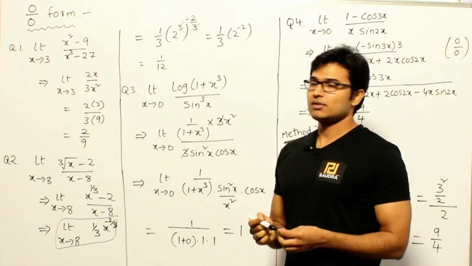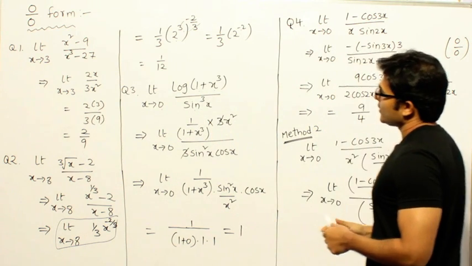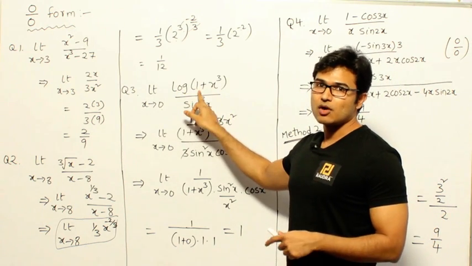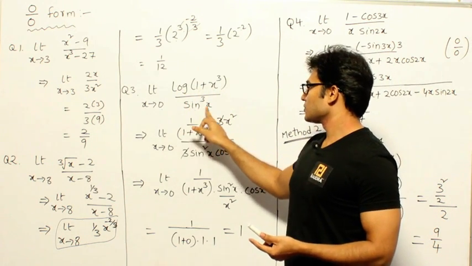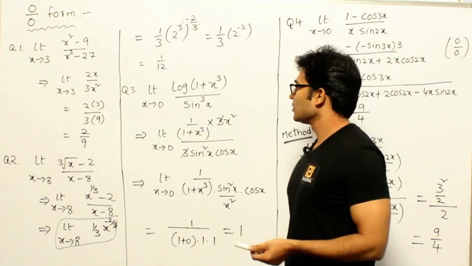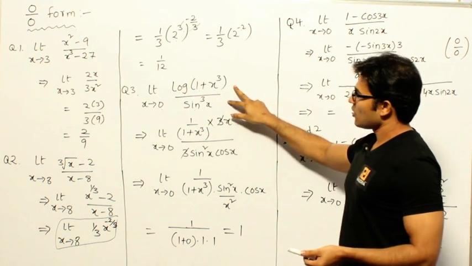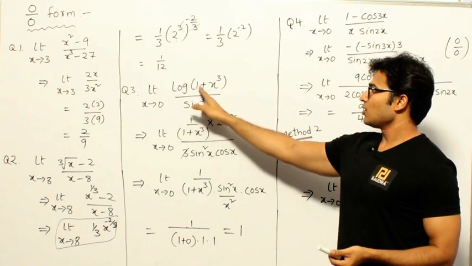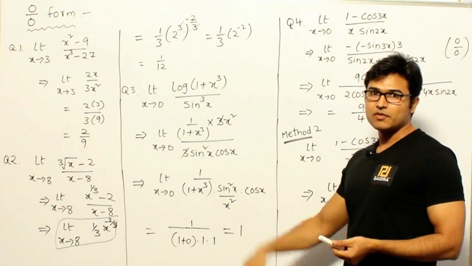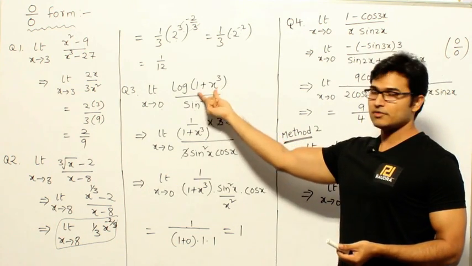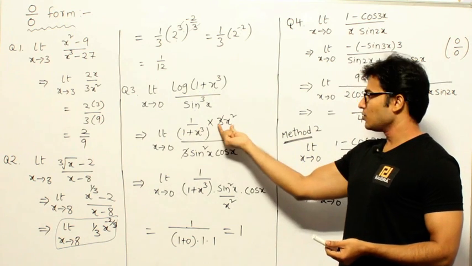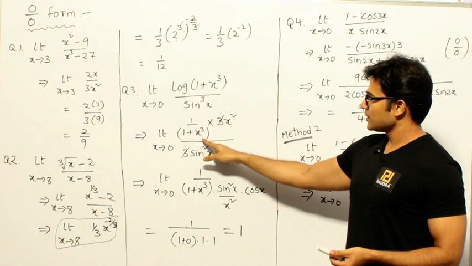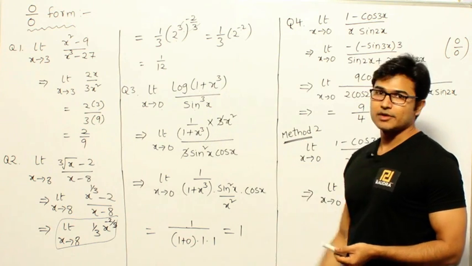sine cube x. So again, if you try to substitute x equal to 0 here, this one is going to be log 1, which means 0, and this one is going to be sine 0, which is again 0. So 0 by 0 form is there. Apply L'Hospital's rule, right? So how to apply L'Hospital rule? Log x, if you differentiate it, it is going to be 1 by x, but it is a function, that is why it is going to be 1 by that function into differentiation of that function. Therefore 1 by 1 plus x cube into 3x square.